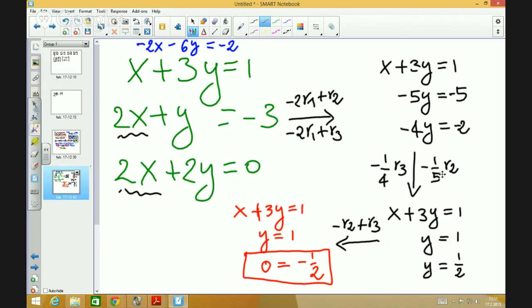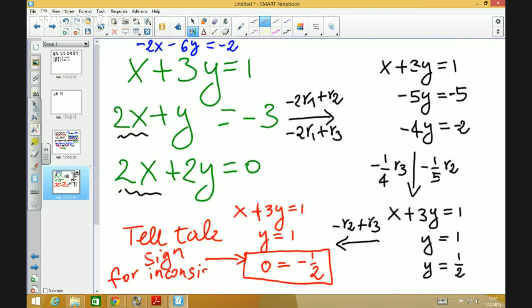I just wanted to show you an inconsistent system of equations to point out that this is sort of the telltale sign for inconsistency. That's the one we will be looking for.